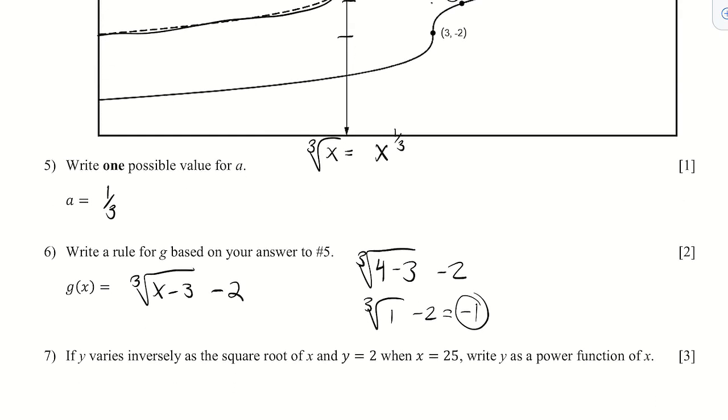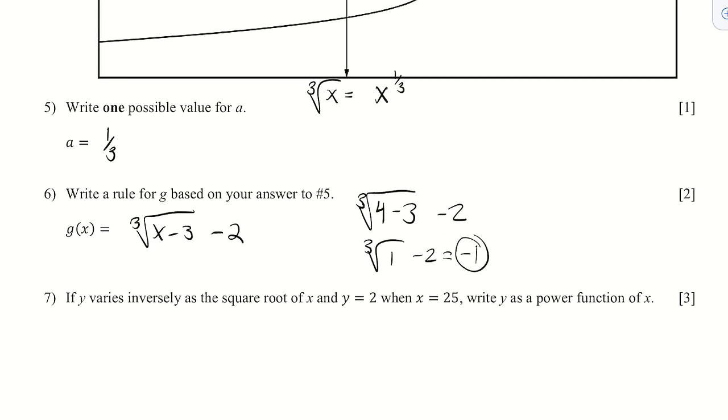Okay, so it says y varies inversely as the square root of x, and y is equal to 2 when x is equal to 25. Write y as a power function of x. So how this problem goes is I can write this as y equals k over, so this really means the inverse kind of function.